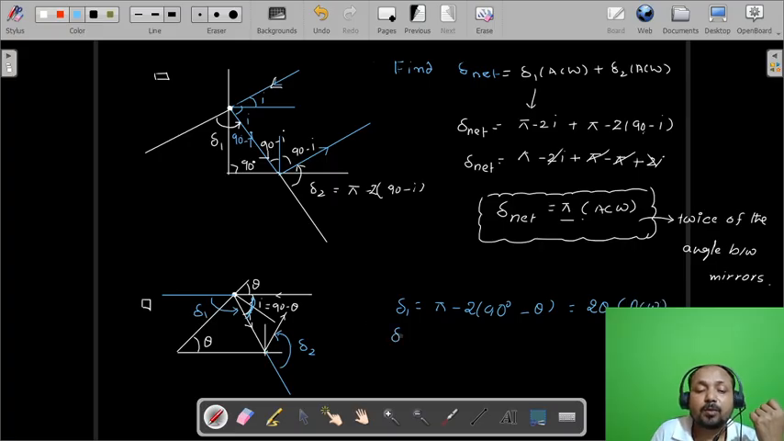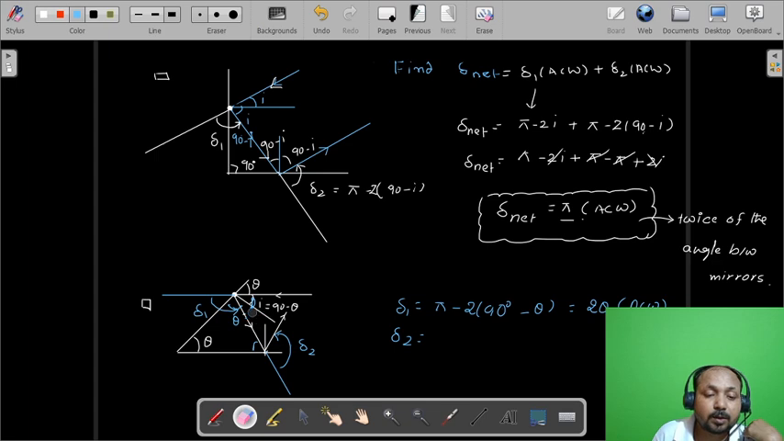Similarly, del 2 will be how much? So if this angle is 90 minus theta, so this will be how much? 90 minus 90 minus theta, so this will also be theta. So this will be how much? This will be pi minus 2 theta.